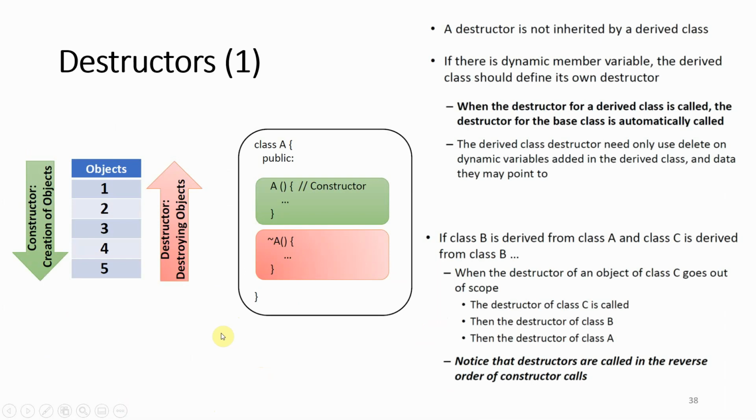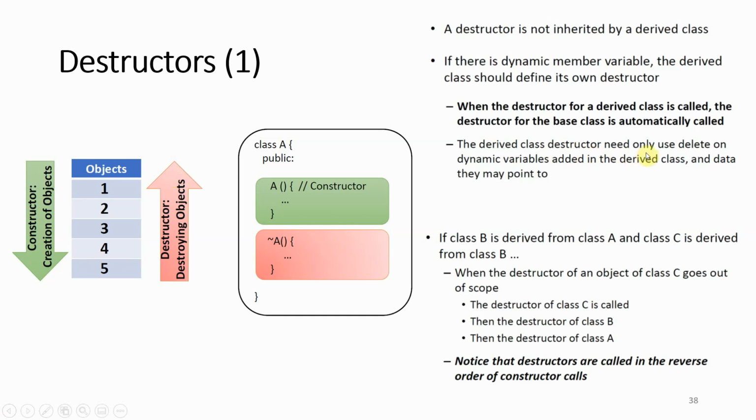The same concept that we had for constructors is going to be applied for destructors. This time it's going to be in the opposite order. A destructor is also not inherited by a derived class. If there is a dynamic member variable, the derived class should define its own destructor. When the destructor for a derived class is called, the destructor for the base class is automatically called after that. So you remember that for constructors we said the constructor of the base, then the constructor of the child. Here we say the destructor of the child, then the destructor of the base.